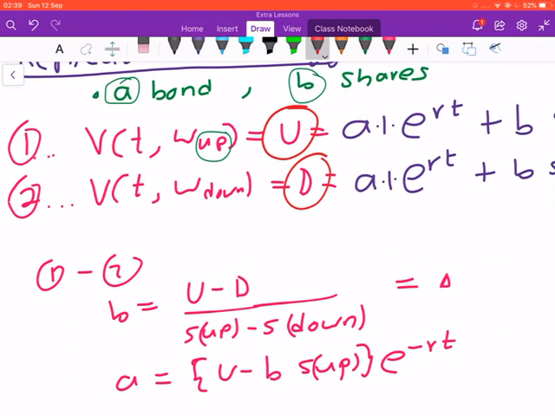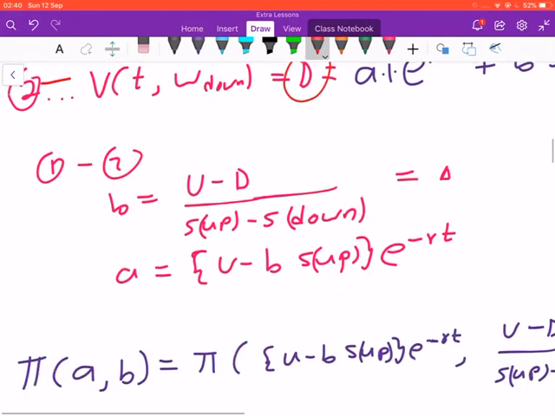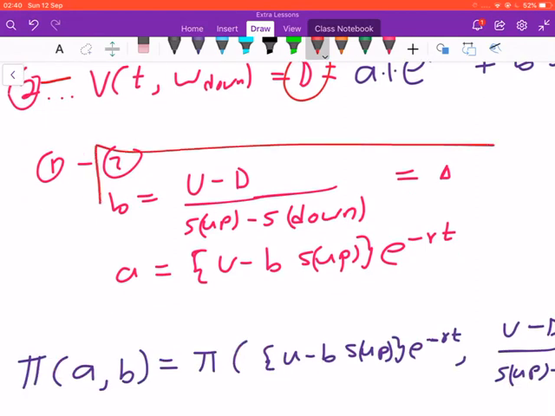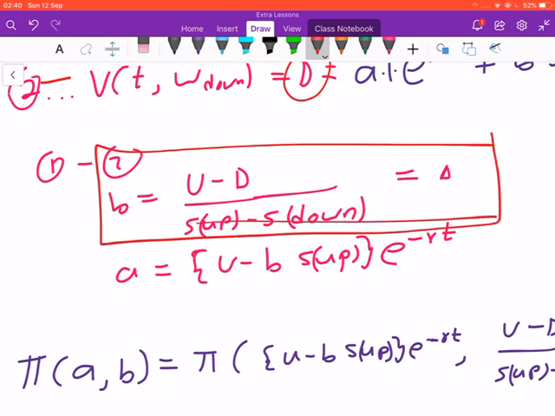Either way, we are trying to find the A and B that replicate the option in such a way that its value at the upside is going to be U and at the downside is going to be D. When we work these down, when we subtract equation 1 and equation 2, we get to this point where B is equal to this and A is equal to this.